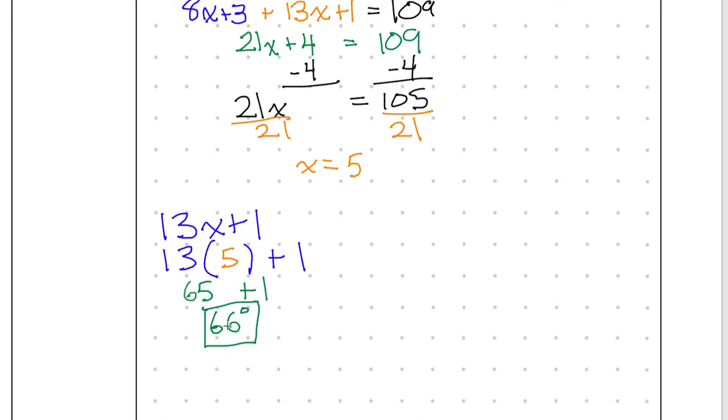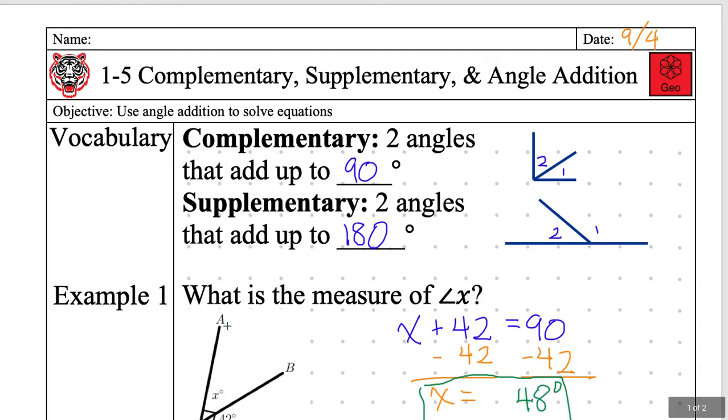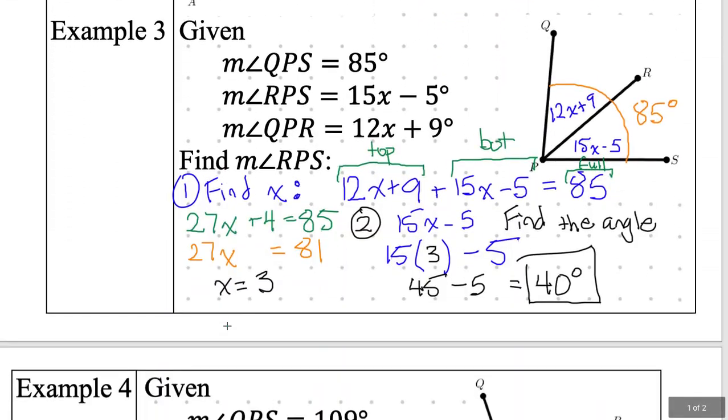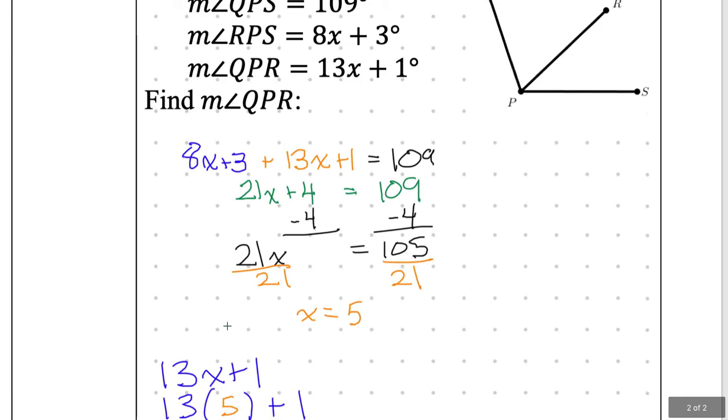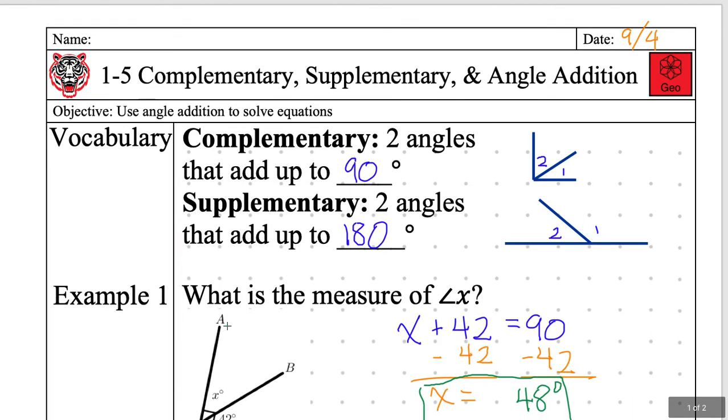Now give me a fist of 5 on this entire lesson. Complementary, supplementary, adding up random different angles with equations. How well can you complete the objective to use angle addition to solve problems? I see a 2, is that correct? A 2? A 4, okay, a 5, a 4, a 4, a 4, a 10, a 4, a 5, a 5, a 5. All right, those are pretty good numbers.